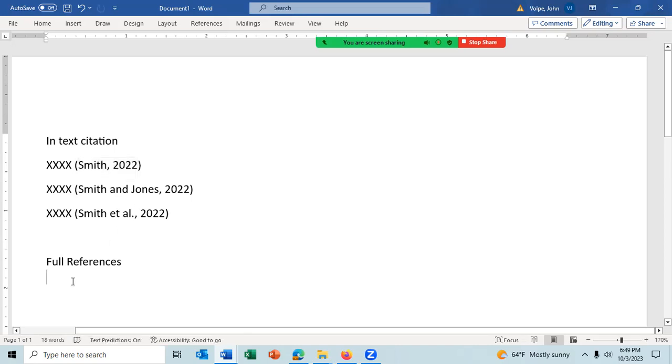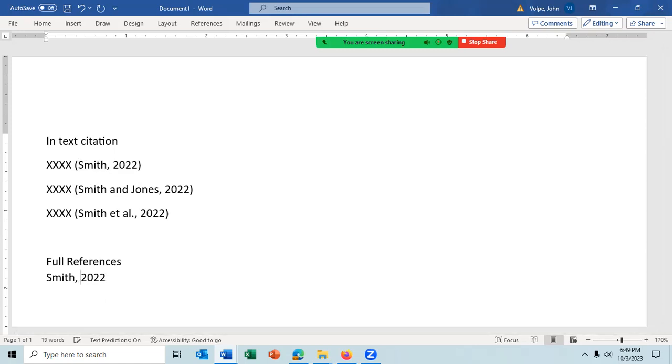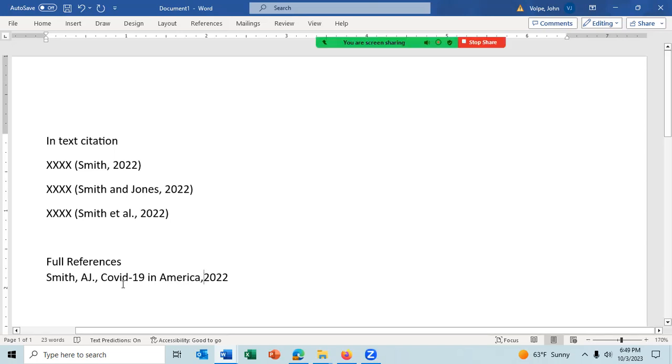So for Smith, you give the name of the article. You go Smith AJ, meaning you give his full name or initials. The name of the article, we're going to do something like COVID-19 in America. I don't know what it would be, but you just go like that. And then you give the year next. I had it right in the first place.